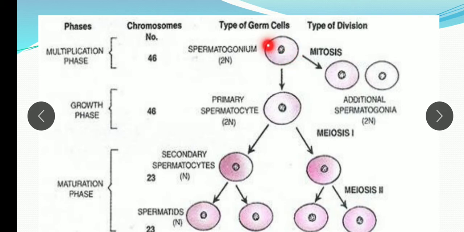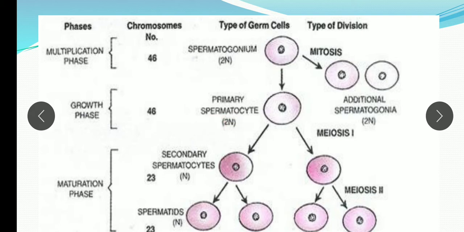Each spermatogonium absorbs a large amount of nutrition. It becomes larger in size, and this cell which becomes larger is known as the primary spermatocyte. The primary spermatocyte is diploid. You can see here the number of chromosomes in the diploid 2n condition, that is 46 chromosomes.